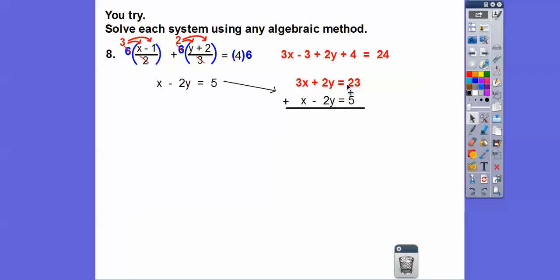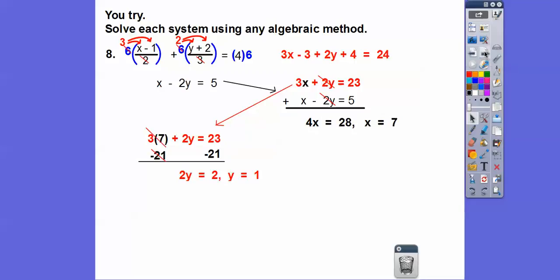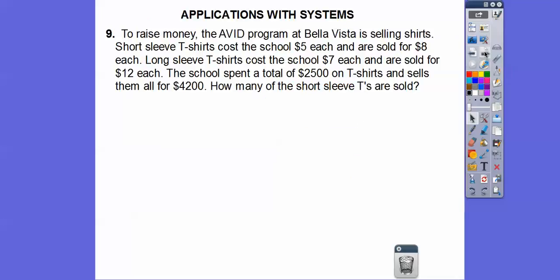So 4x equals 28, and 4 goes into 28 7 times, and then you can plug it back into any equation. I chose this one right here. Okay, so then when we do that, we end up getting y equals 1, so x comma y. All right, let's try a couple of application problems, then we'll be done.